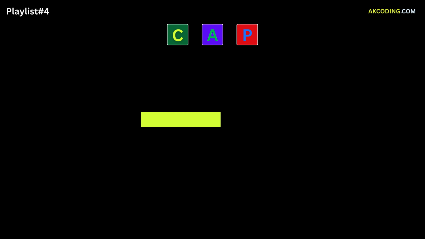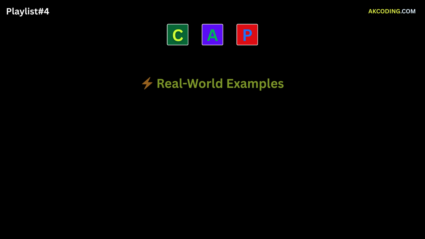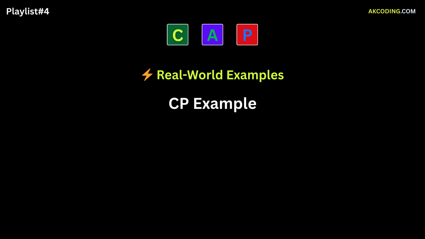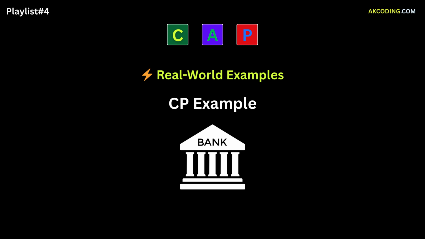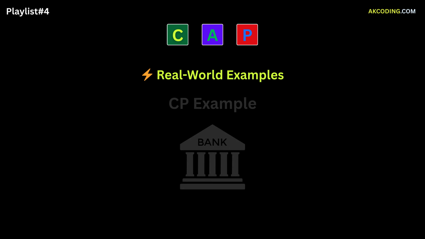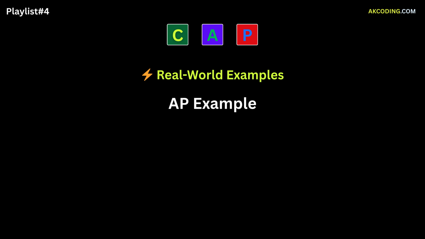Now let's take real world examples. First, let's take the CP example. Banking system is the best example of a CP system. You would rather reject a transaction than allow an inconsistent balance. When you deposit money in the bank or withdraw money from an ATM, your balance would be consistent across the system.